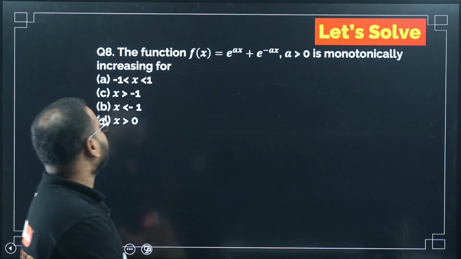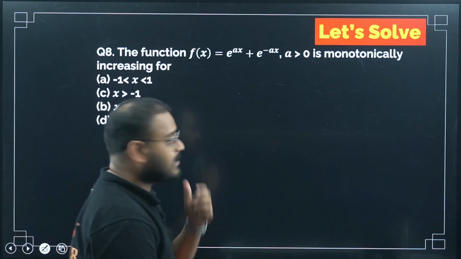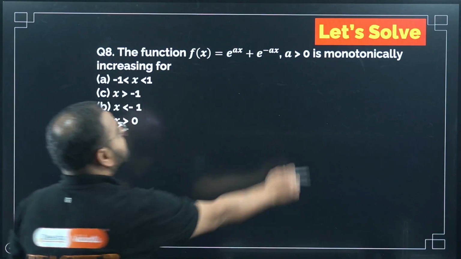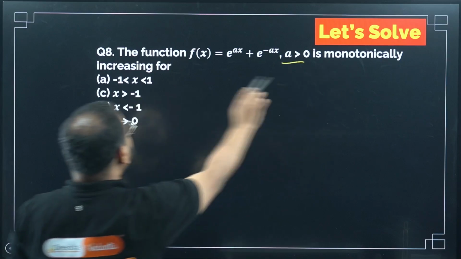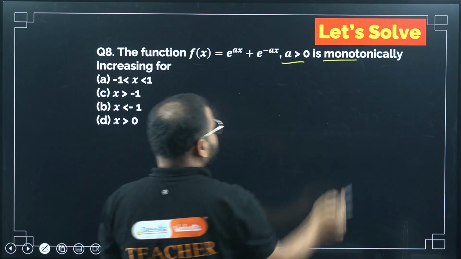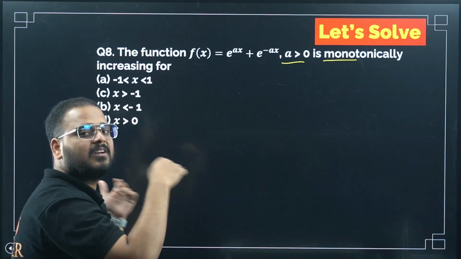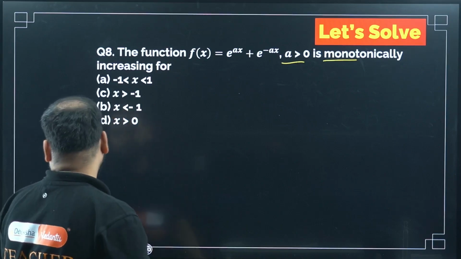8th problem. The function f(x) equals e power ax plus e power minus ax, provided this is there. Then monotonically, what is it? Increasing. They have given increasing. They ask only one trend. Monotonicity means only one trend. Whatever is increasing, then only increasing. Decreasing, then only decreasing. चलिए कर लेते हैं.